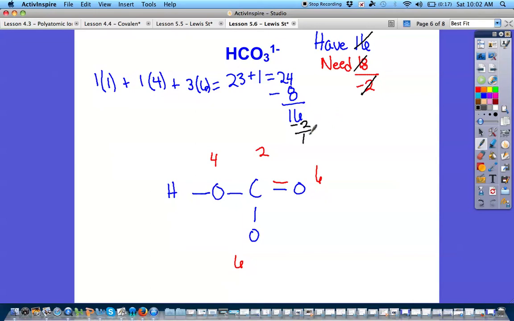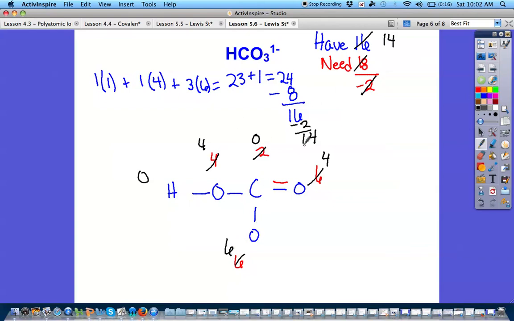So now we have 14. And then we're going to reassess the needs of our atoms. So hydrogen still needs 0. Oxygen still needs 4. Carbon has 2, 4, 6, 8, so it doesn't need any. Oxygen has 4, so it needs 4. And then oxygen here has 2, so it still needs 6.